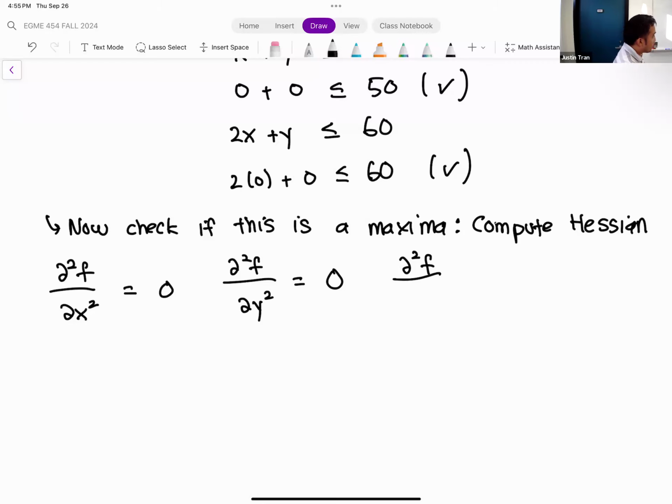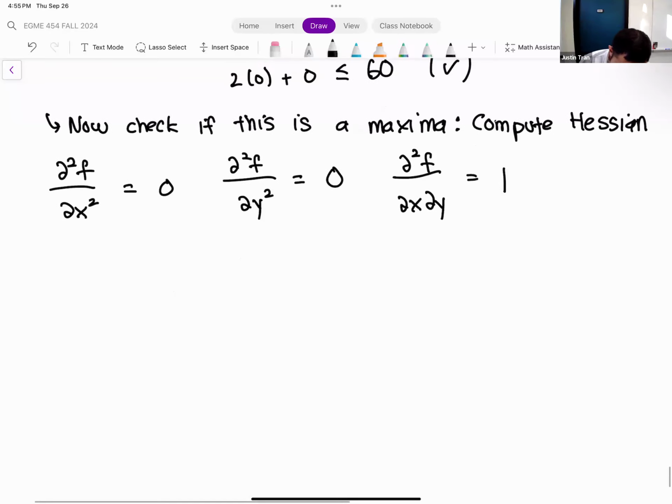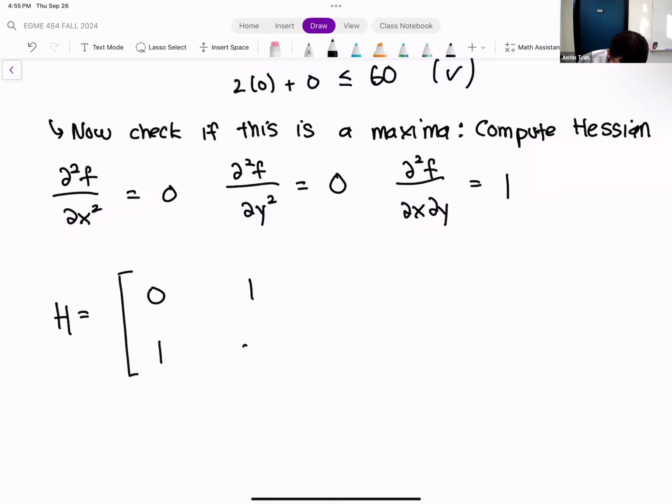And then lastly, we need the cross derivative, partial squared f, partial x partial y. In this case, we take the derivative with respect to each variable, and we end up with a 1. And so if we look at our Hessian matrix, it looks like the following: 0, 1, 1, 0.